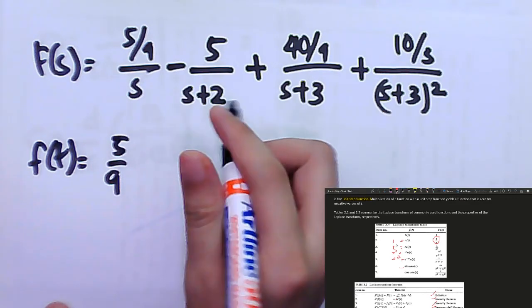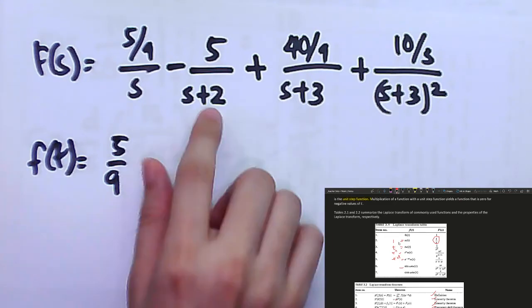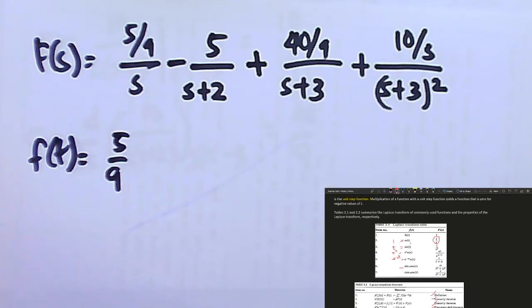Okay. Next. You have s plus 2. So anong entry dito? Yung pinakamalapit na form sa table. So makikita natin, ito yan. So 1 over s plus a. So in that case, yung a natin ay 2. Okay. So lalabas ngayon dyan, e raised to, since ang a mo dito ay positive 2, e raised to negative 2 times t.